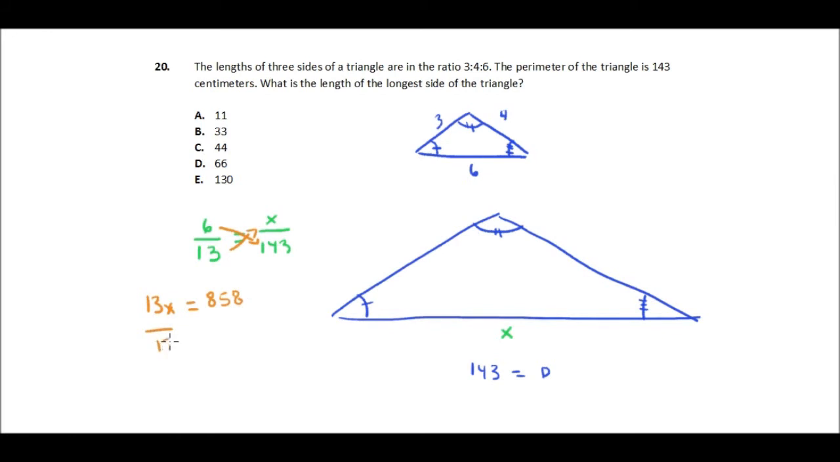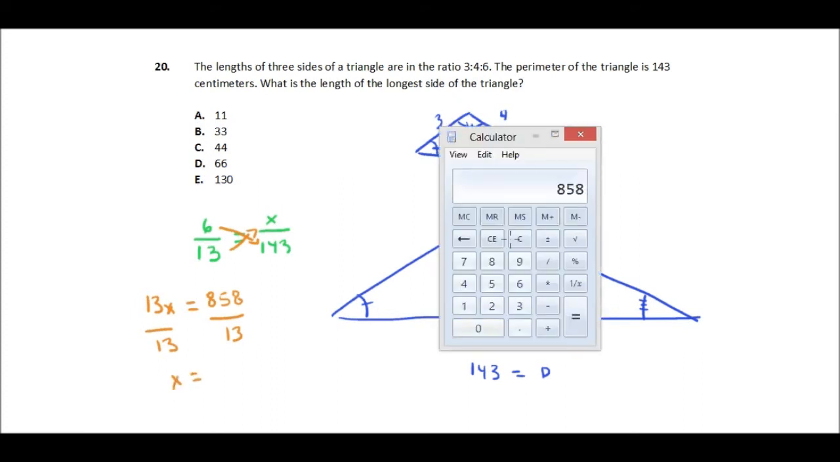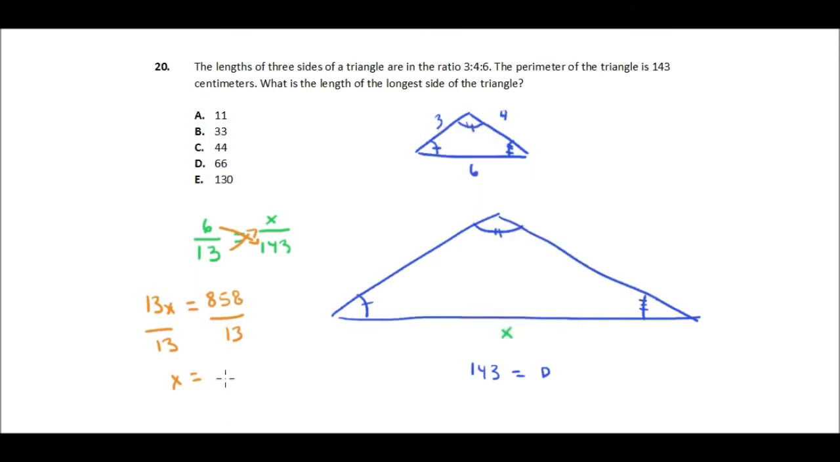All right, now I just do a little bit of algebra. I divide each side by 13 to get x by itself. So 13x divided by 13 is x. So x equals 858 divided by 13, which equals 66. All right, so that's 66. So x was originally our longest side here, and since the question is what is the length of the longest side of the triangle, we actually solved for it. So x equals 66, and that is our answer, D.